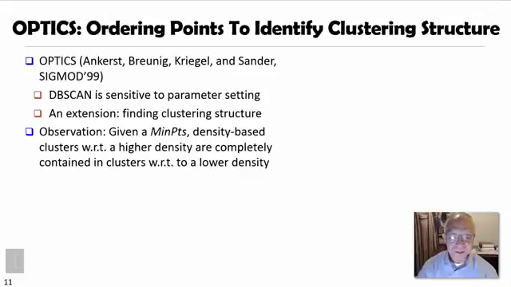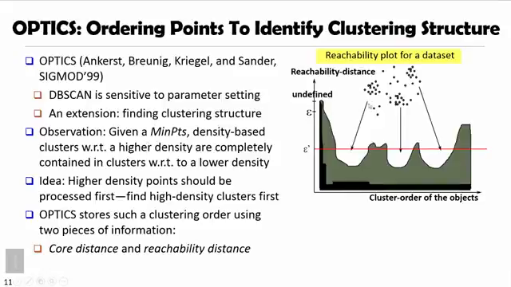We can have a simple observation. Suppose we fix one parameter of DBSCAN, say the minimum number of points. Then for density-based clusters with respect to high density, you just need a small radius to cover the minimum number of points, like 5. These dense clusters are completely contained in clusters with respect to a lower density. Simply says the dense cluster is deeply nested in the less dense clusters, because a less dense cluster needs a bigger radius to cover the same number of minimum points. So if we observe this, we can see that high density points should be processed first, in order to find a high density cluster first.